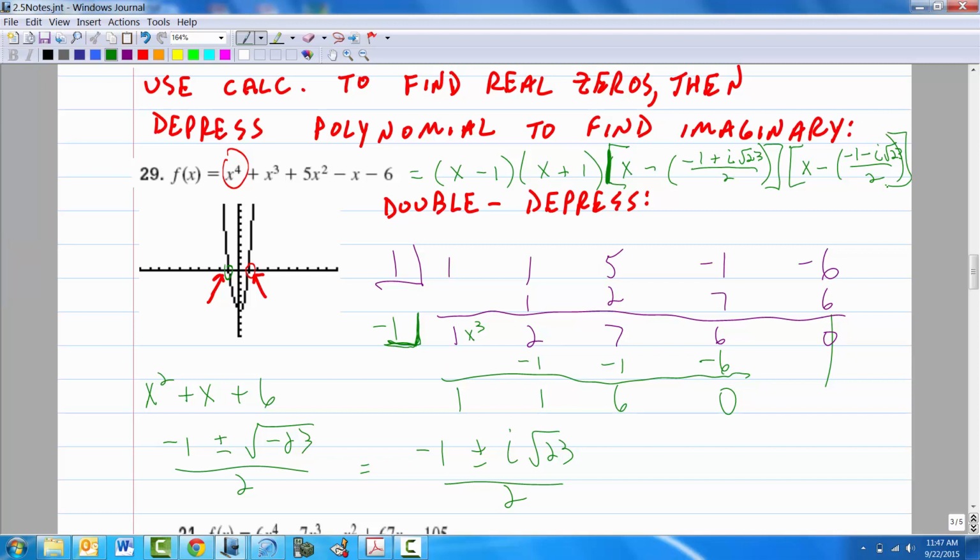How do I know this is kind of okay? Well, the answer to that is this. What's x times x times x times x? X to the 4th. So I know if I FOIL this as it is, I should get x to the 4th plus x to the 3rd.